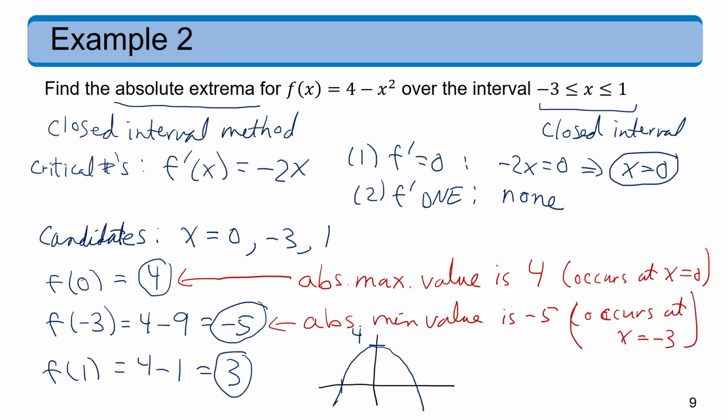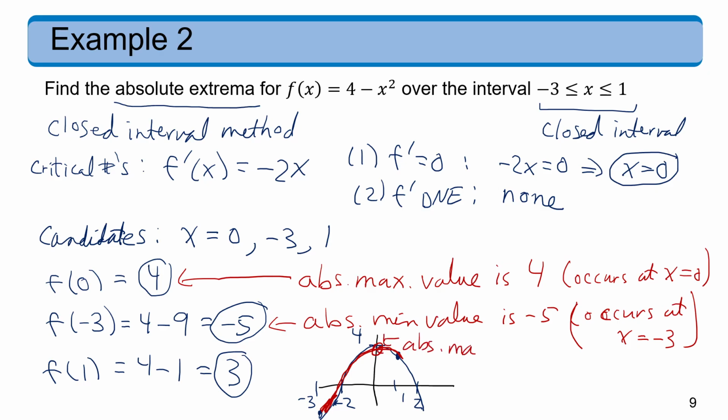So notice it crosses here at 2 and negative 2. It's easy to find the x-intercepts from the formula. So negative 3 is out here, so it's kind of hard. I'm running out of space. 1 is here. So we're really just looking at this piece. And you can see here the absolute max.